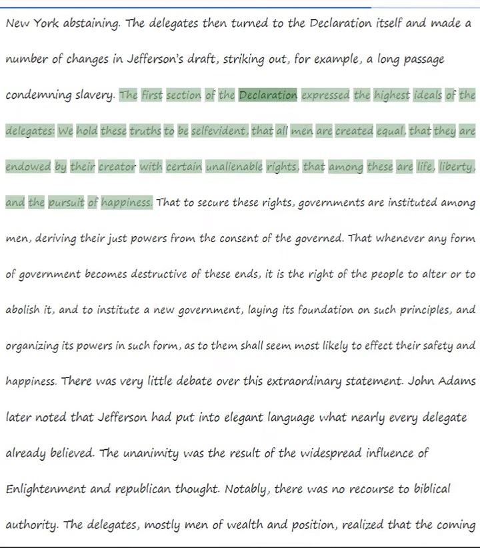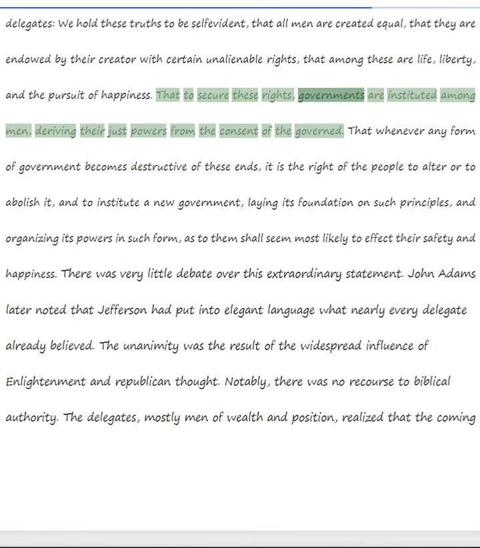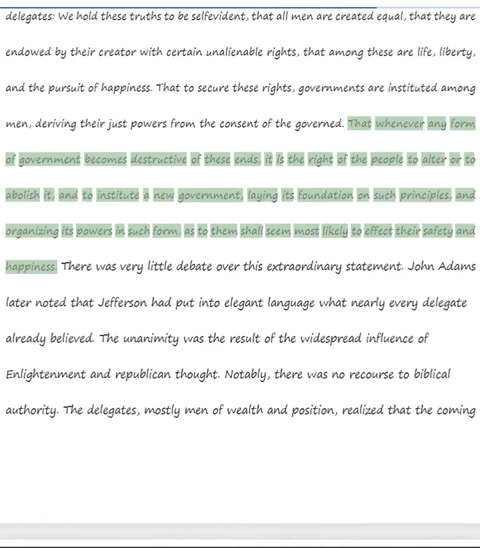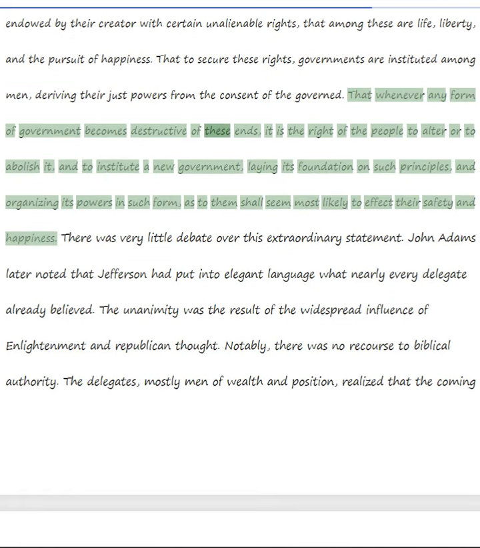The first section of the Declaration expressed the highest ideals of the delegates. We hold these truths to be self-evident, that all men are created equal, that they are endowed by their Creator with certain unalienable rights, that among these are life, liberty, and the pursuit of happiness. That to secure these rights, governments are instituted among men, deriving their just powers from the consent of the governed. That whenever any form of government becomes destructive of these ends, it is the right of the people to alter or to abolish it, and to institute a new government, laying its foundation on such principles, and organizing its powers in such form, as to them shall seem most likely to affect their safety and happiness.